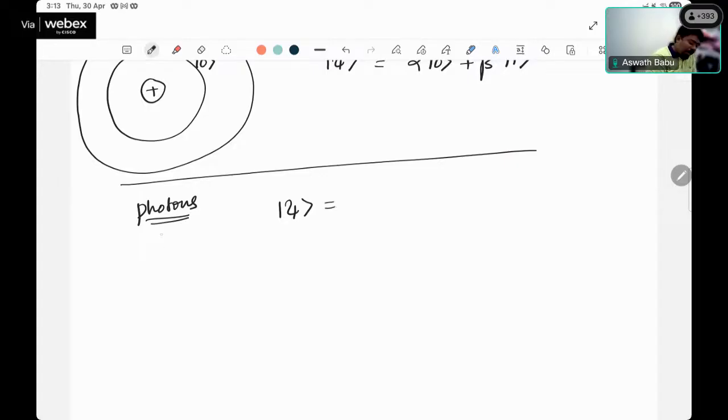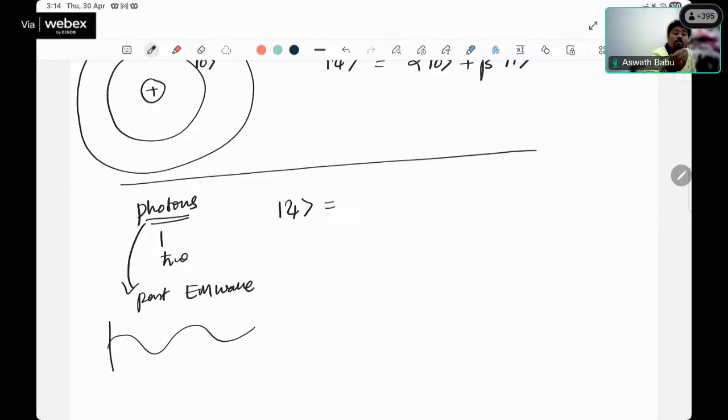Photon is what? Taken from where? Electromagnetic wave. It is a part of the EM wave. Let's say an electromagnetic wave is traveling, which means energy is traveling. In that energy, a part, like a dust particle, the photon is a small speck of energy. So that is traveling.